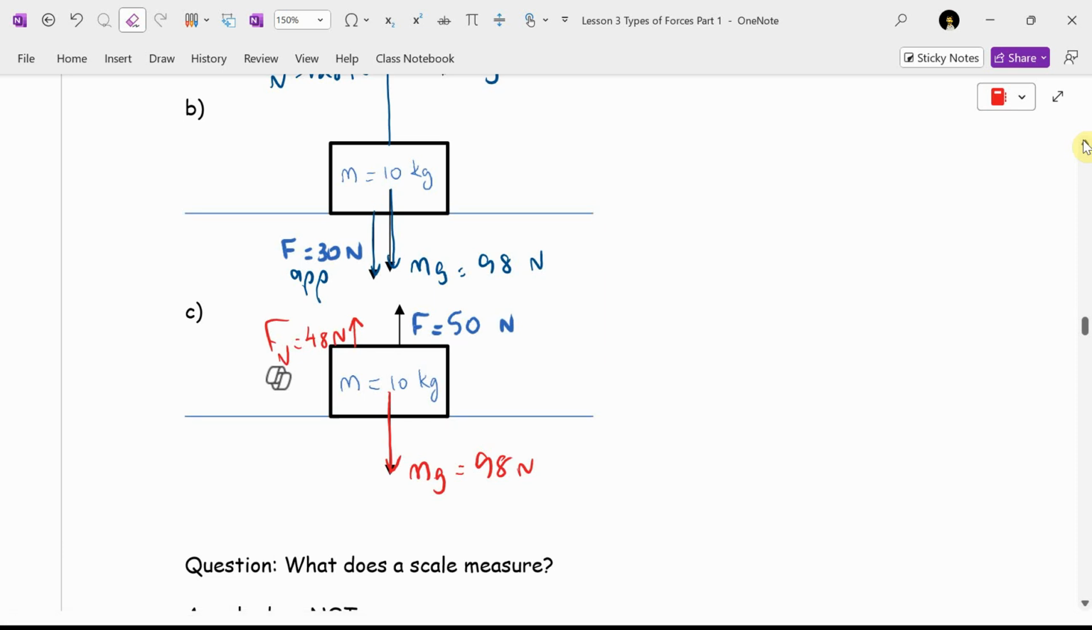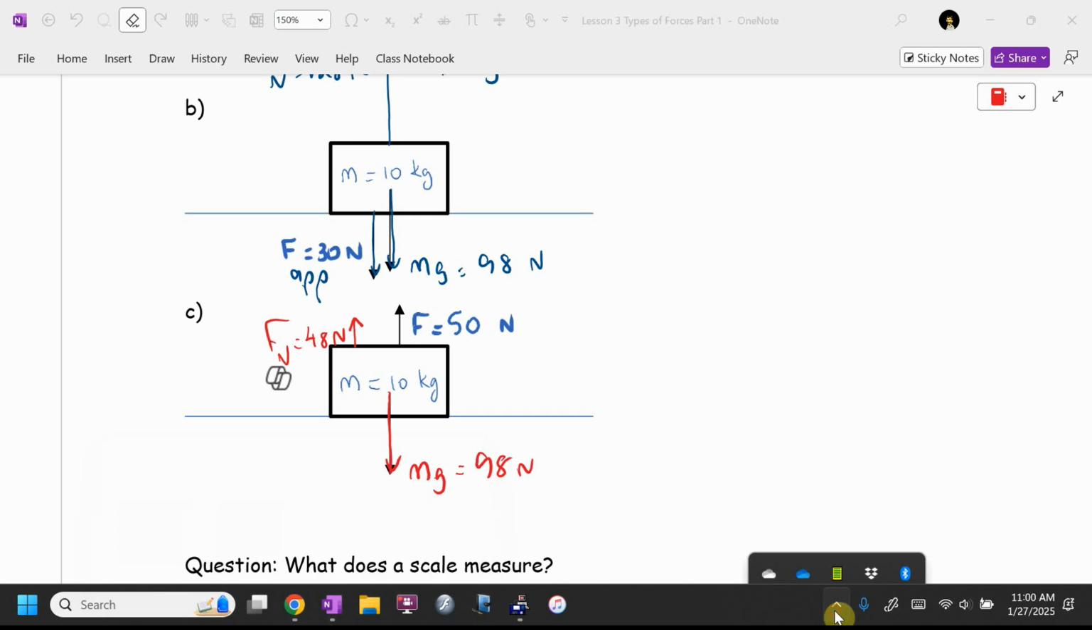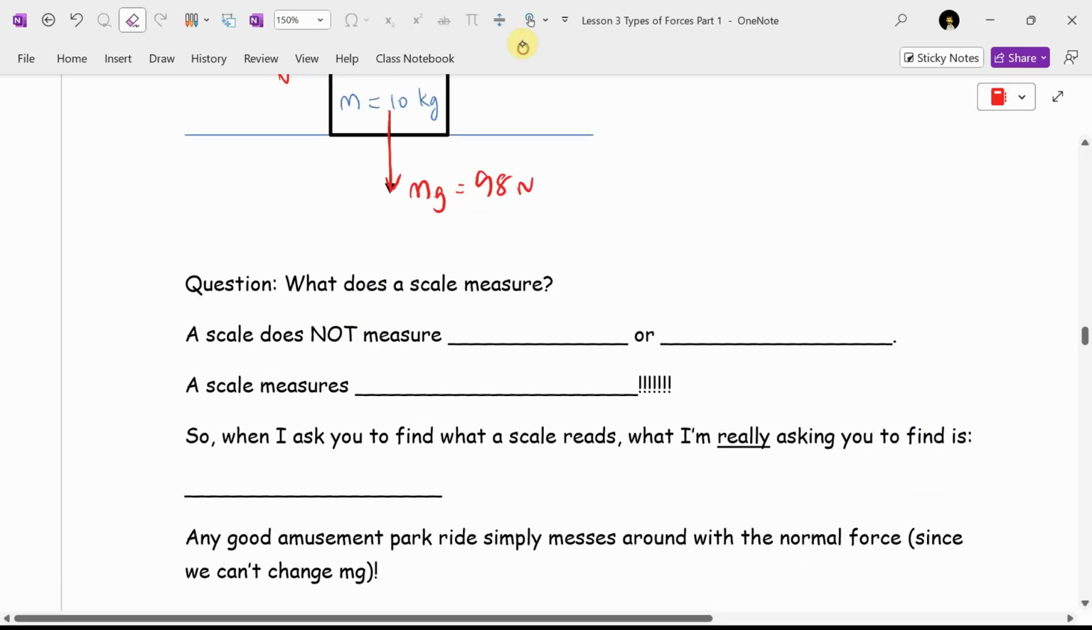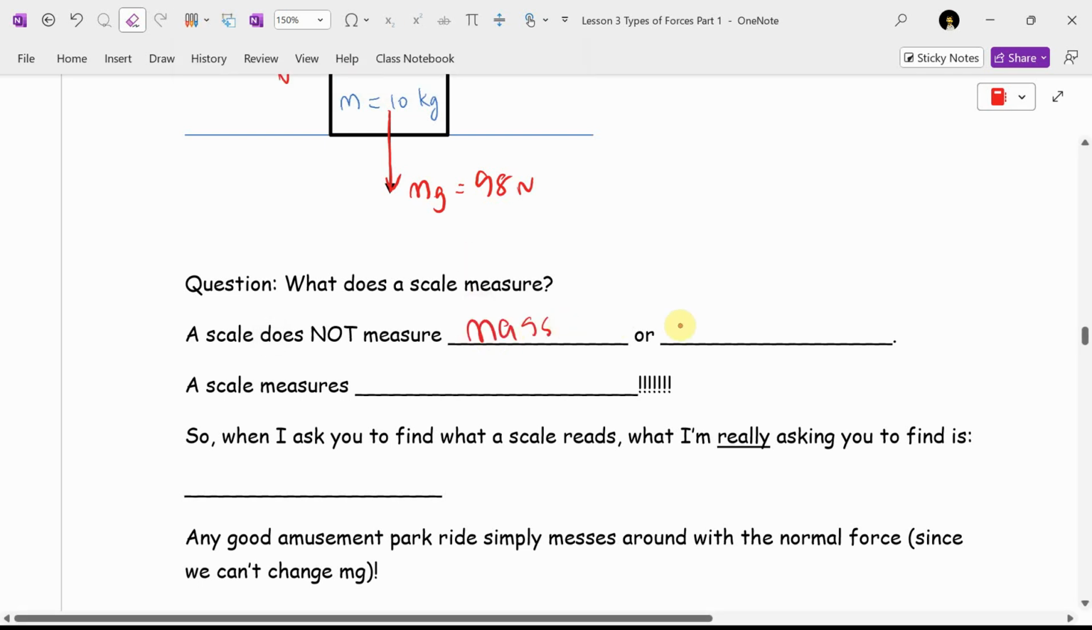Question. When you stand on a bathroom scale, what does a scale measure? So, a scale does not measure mass or weight. What does a scale measure? It measures how hard the ground is pushing up through you, through your feet. So when I ask you to find what a scale is reading, which force are you going to get by itself? What am I really asking you to find?